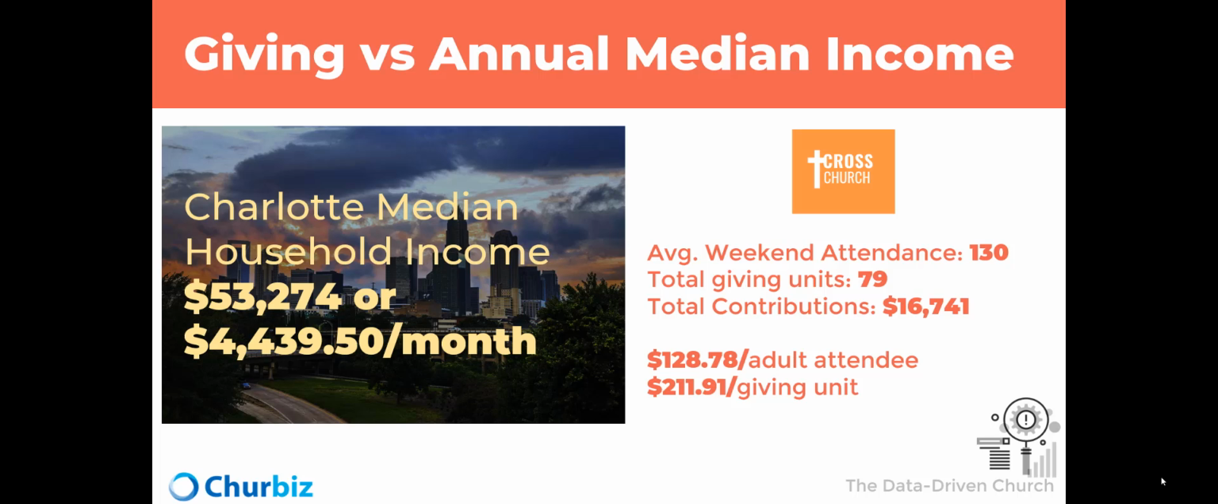Let's say that Cross Church in Charlotte, North Carolina has an average weekend attendance of 130 adults and 79 giving units. Last month, our total contributions, and I'm just doing this over unrestricted giving for now, was $16,741. This calculates out to be $128.78 per adult attendee and $211.91 per giving unit.